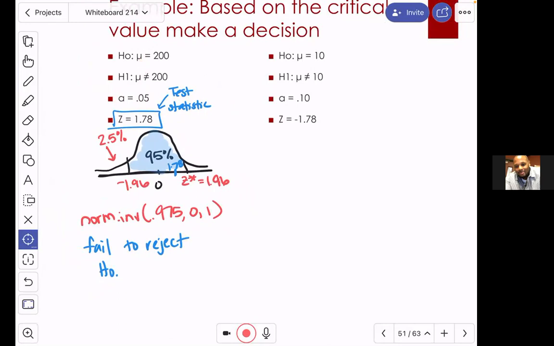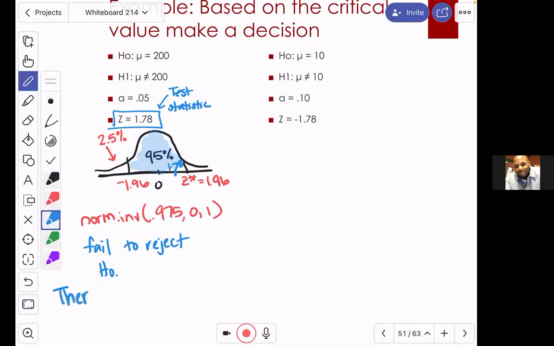Just like I don't put a person on trial because I think they're innocent. I put a person on trial because I think they're guilty. And when I put them on trial, what happened here? The evidence said you couldn't prove that they were guilty. So what does that mean? That means that if you fail to reject H0, there is a lack of evidence to support H1.